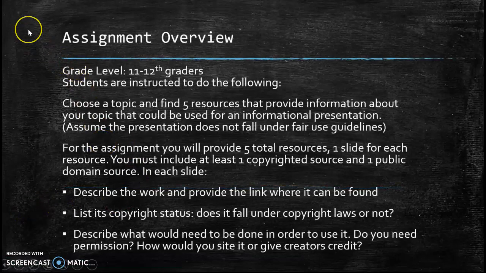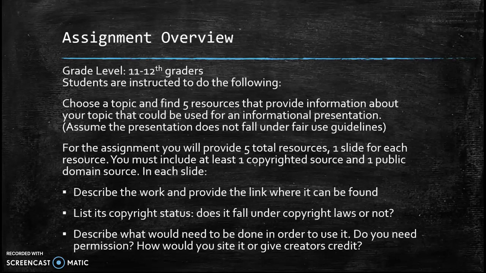Okay, so the assignment overview: it's for 11th and 12th graders. Students are instructed to choose a topic and find five resources that provide information about the topic that could be used for an informational presentation. This is assuming the presentation does not fall under fair use guidelines. For the assignment, they will provide 5 total resources with 1 slide for each resource.